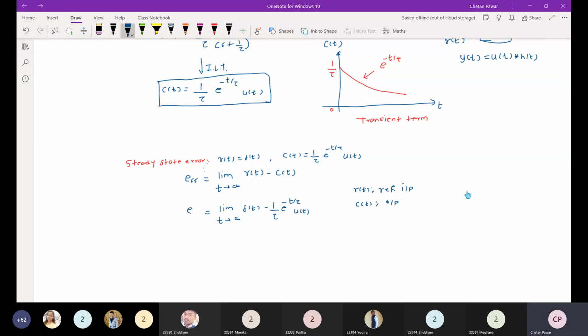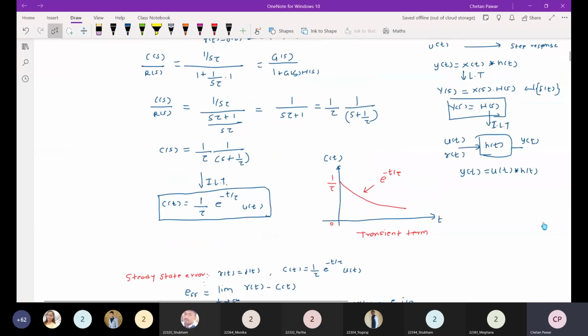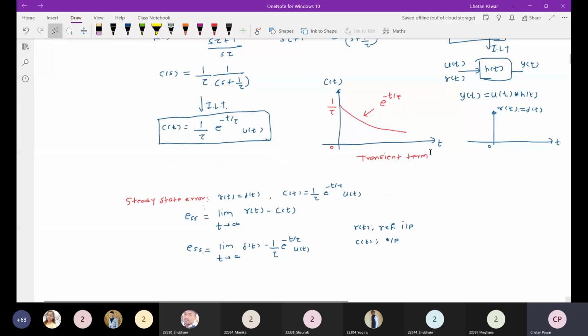So what is the steady state error you get here? Okay. Now, if I draw the input, this is the input R of t, that is equal to delta of t, right? Okay. So here you can see steady state error means as t tends to infinity, right?